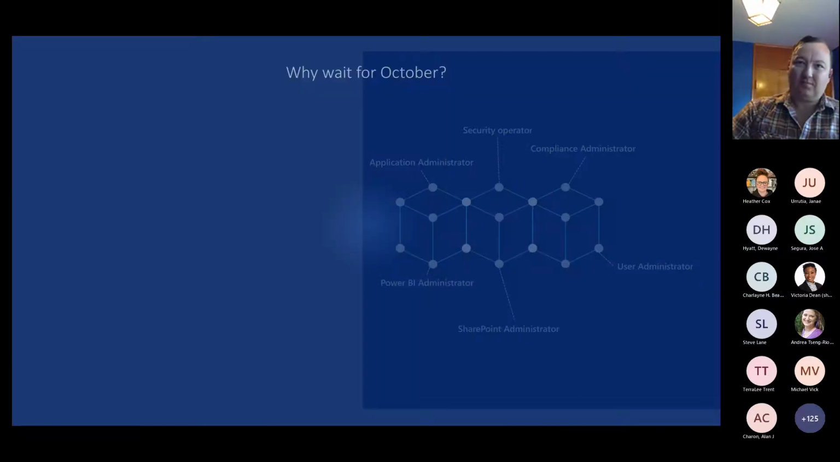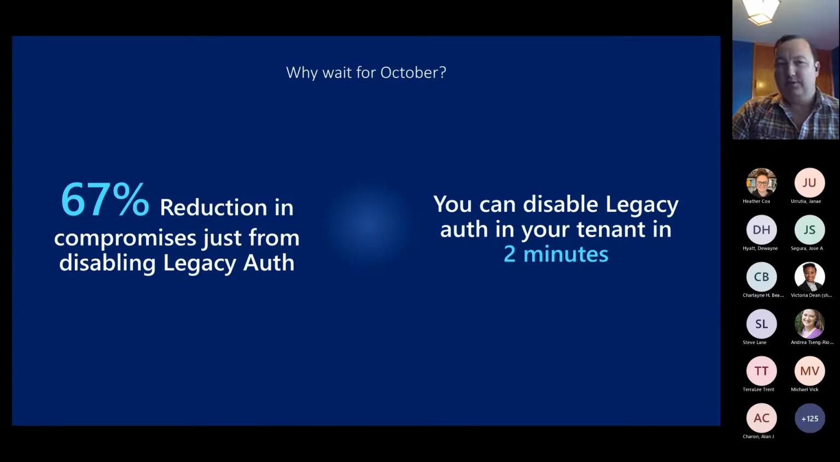But while we're in here, it feels like a pretty good time to address SMTP as well. So my pitch to you is don't just wait for October for everything to just get shut off. When we do a like-for-like comparison between two tenants, one with legacy auth turned on and the other one with it blocked, we see a 2/3 reduction in compromises just from that one setting. And it actually does not take very long to turn it off, right? When I do my demo here in a minute, you'll see how quickly you can have legacy auth disabled in your tenant.